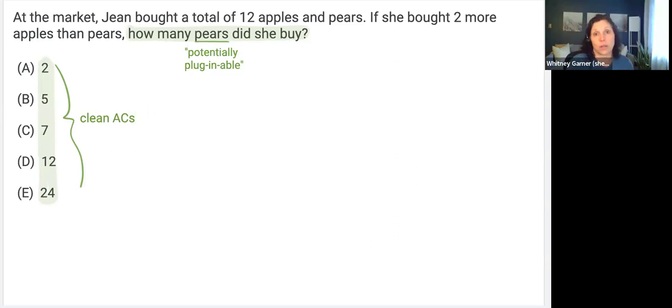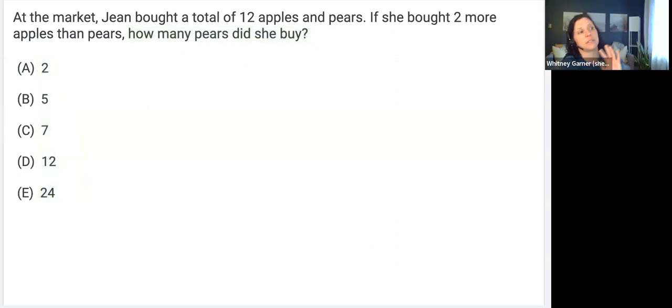Now I'm going to read the question. Now, if you saw this as easy enough to set up algebra, fine. But we're not going to do any heavy lifting algebra tonight. I want you to practice with this concept of looking at your answer choices and using them.